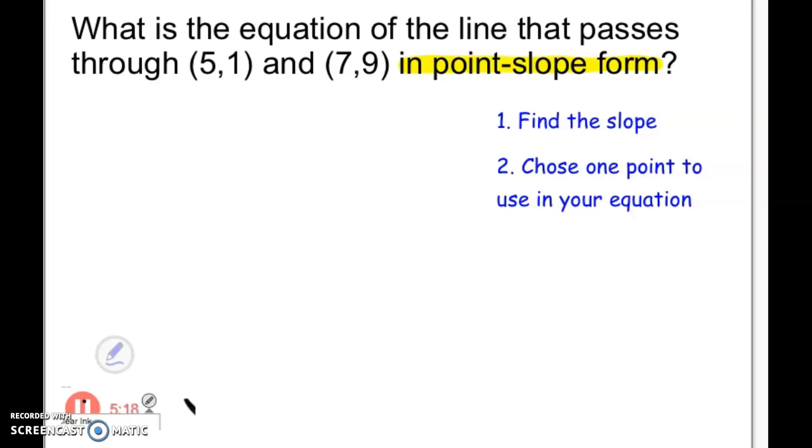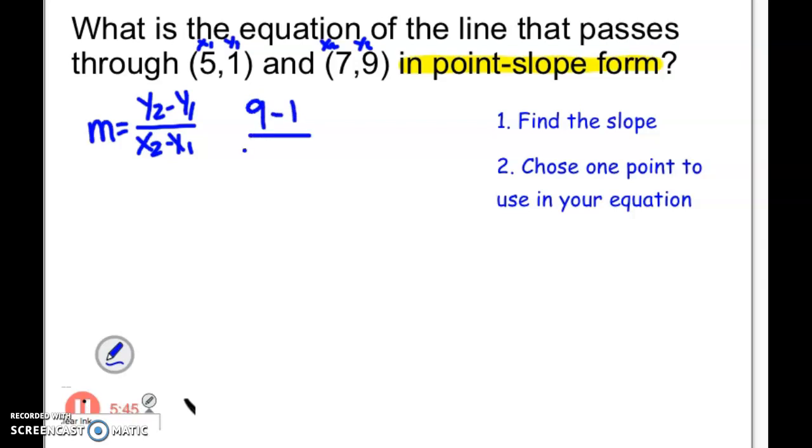First step, find the slope. All right, so using that form, m equals y2 minus y1 over x2 minus x1. Right? Doesn't matter which points you label, you're still going to get the same answer. So I like to go ahead and label my points x1, y1, x2, y2. Right? 9 subtract 1 over 7 subtract 5. Make sure you use parentheses, otherwise you might end up getting the wrong answer.